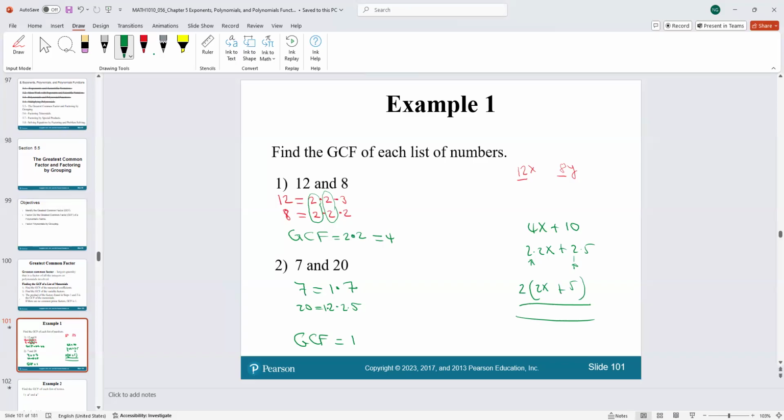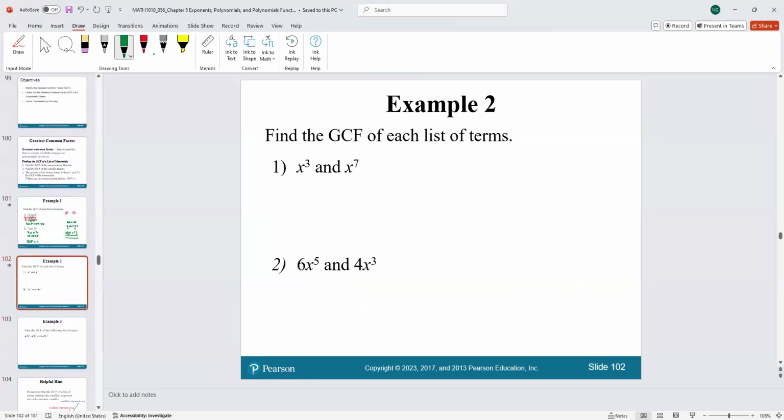Now, 12 and 8, 7 and 20 are real numbers. What if we need to do it for variables?